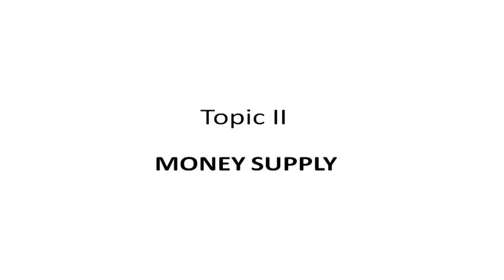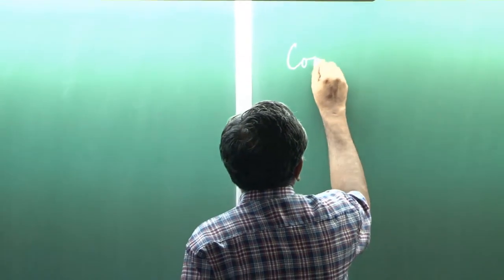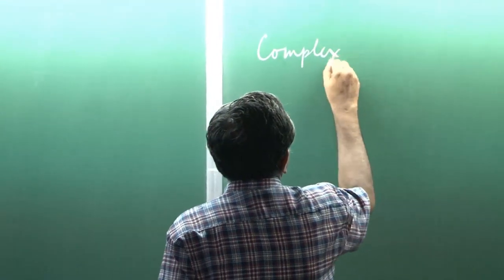So, we will conclude this topic today, except for the data part. What we found is the complex money multiplier.